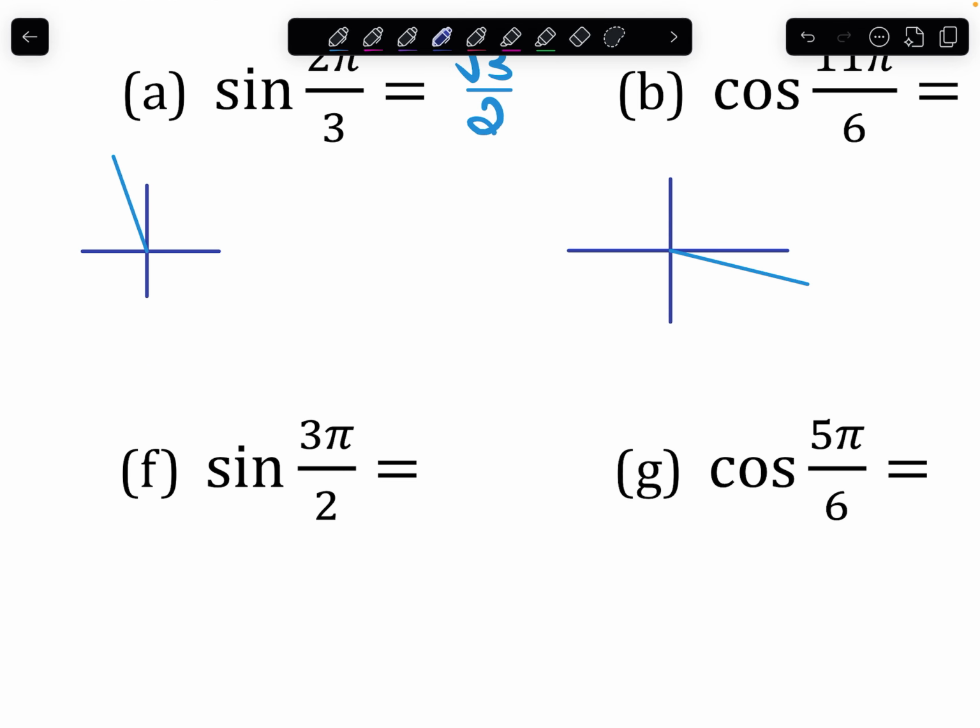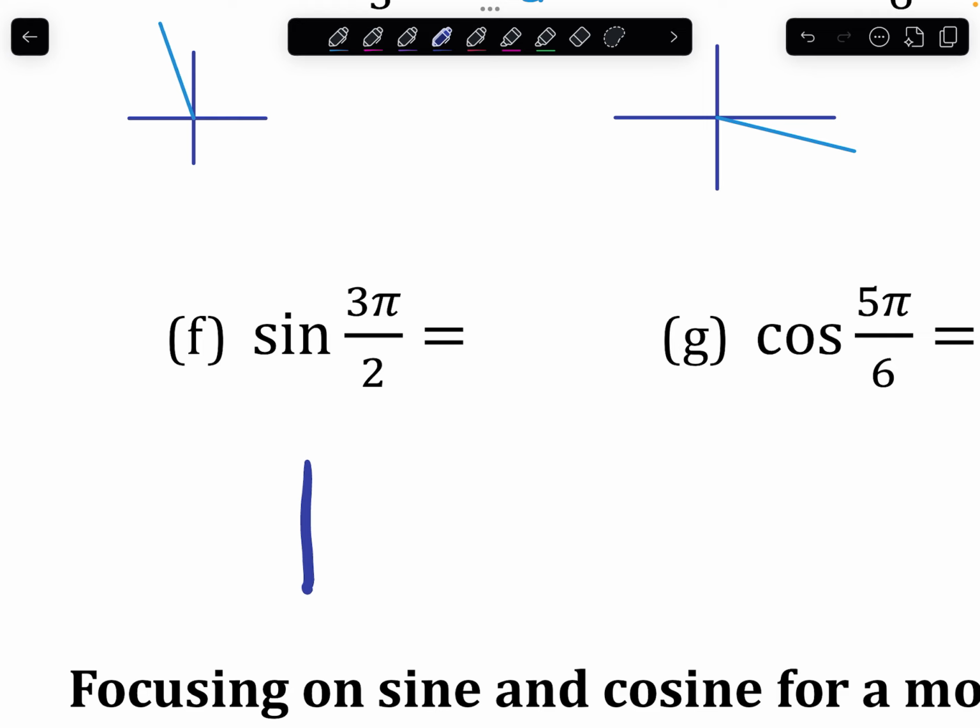Three pi halves. Again, not a 6, 4, or 3. Also an axis angle. Straight down. So that puts us here. 0, comma, -1. Sine is the y value, -1.